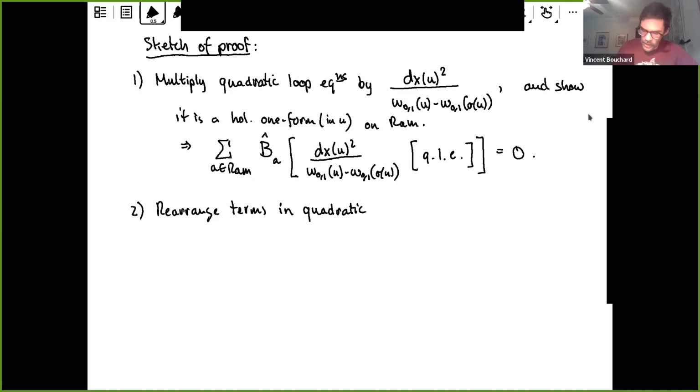So yeah, we can rearrange terms in the quadratic loop equations. That's the second step. And this is where you use the linear loop equations.